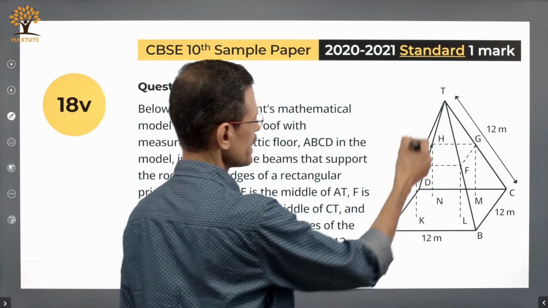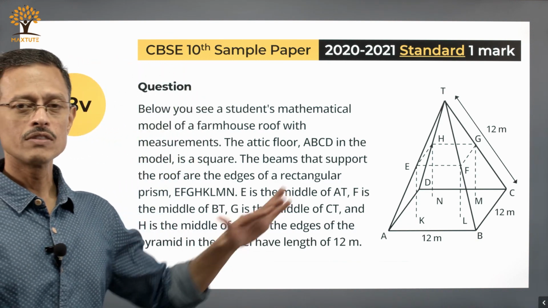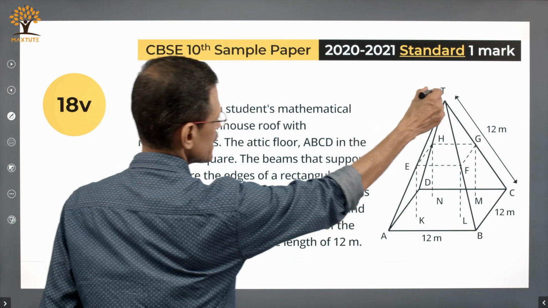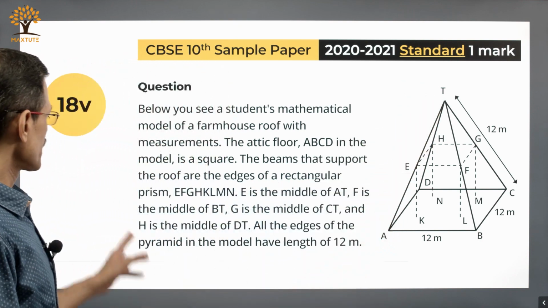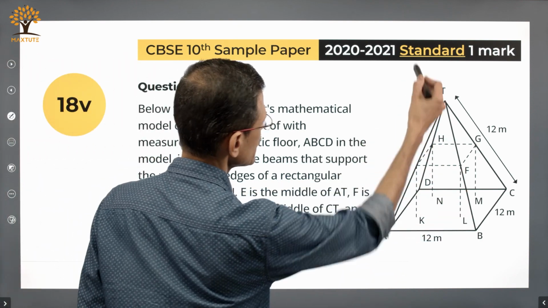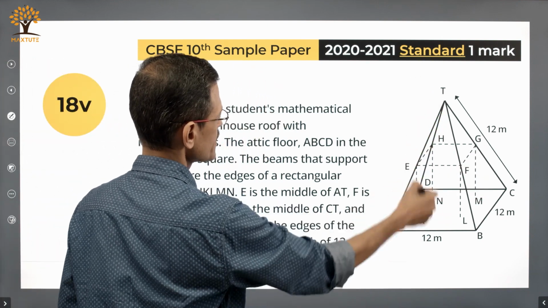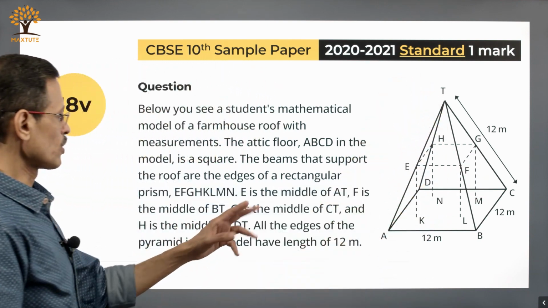EFGHKLMN, right? It is basically this rectangular prism which is supporting this roof. E is the midpoint of AT. F is the midpoint of BT. G is the midpoint of CT. And H is the midpoint of DT, right? All of that is given.